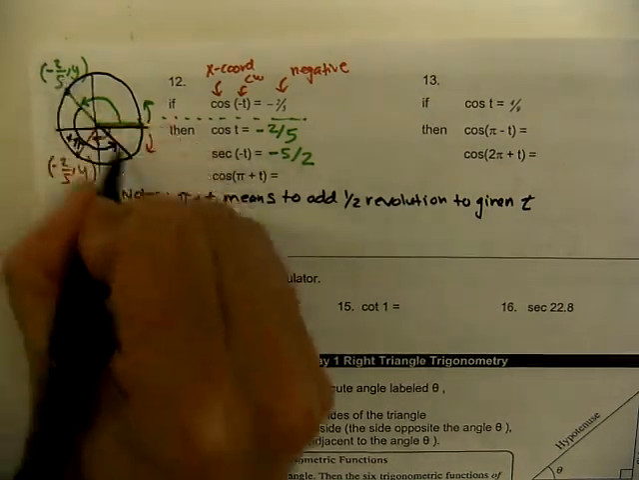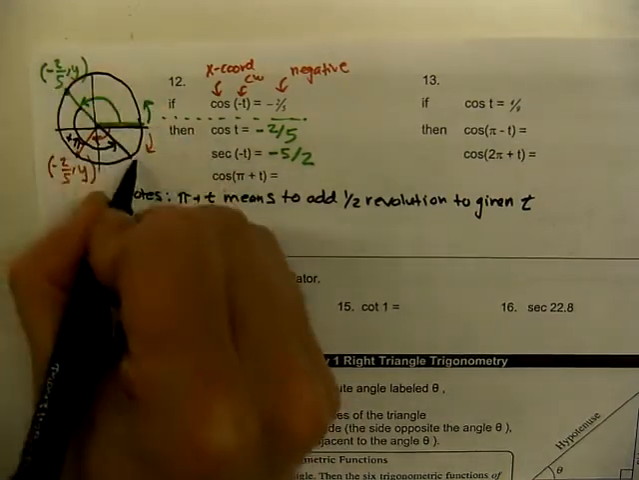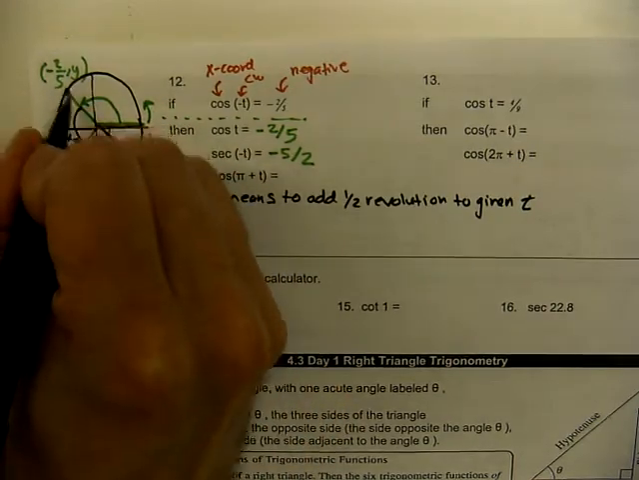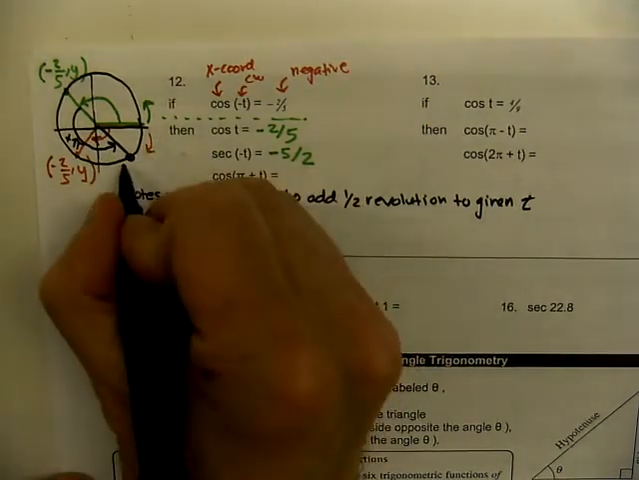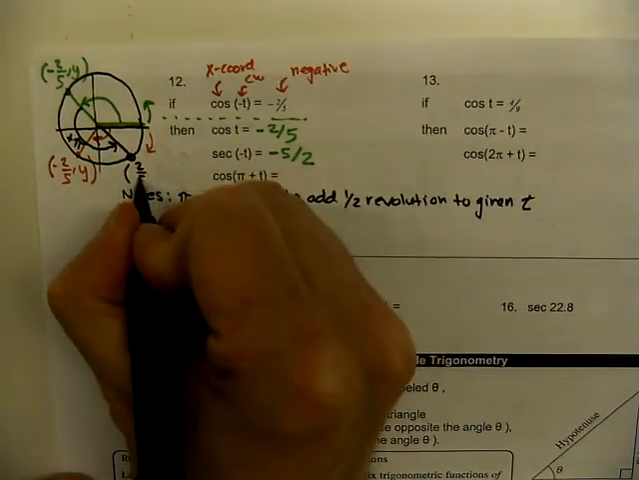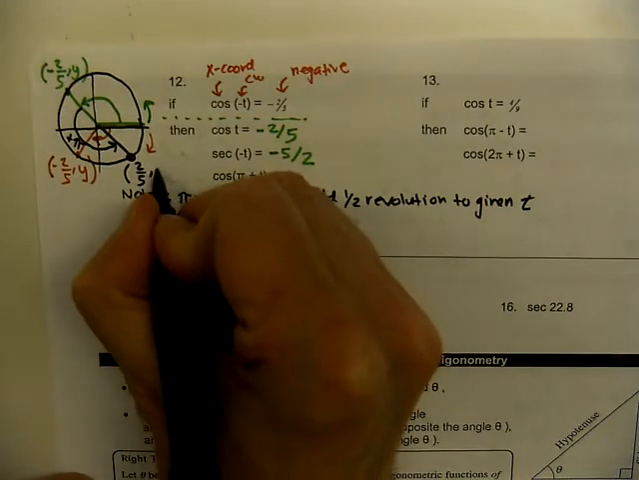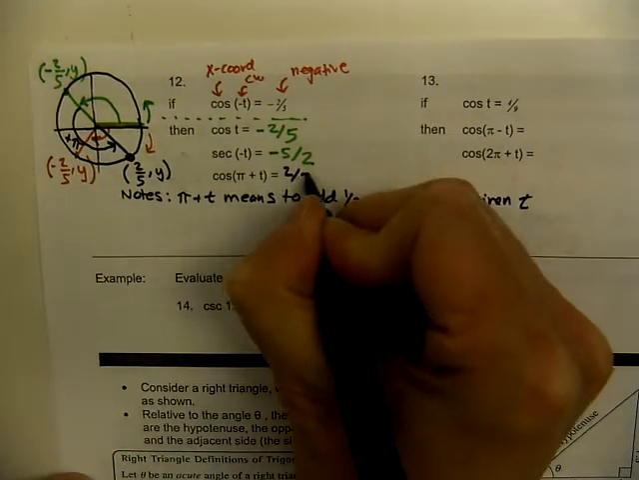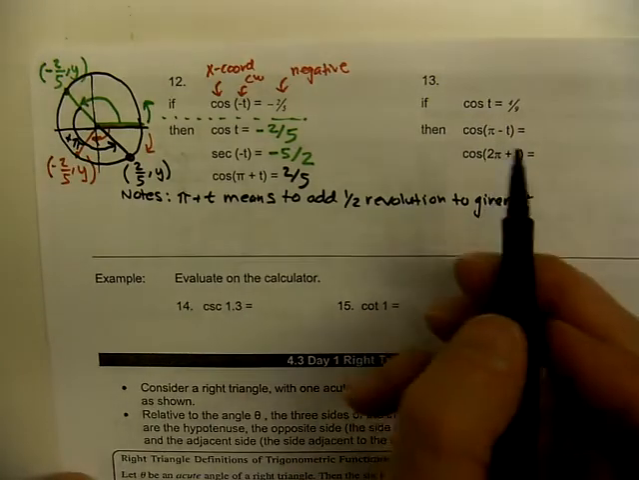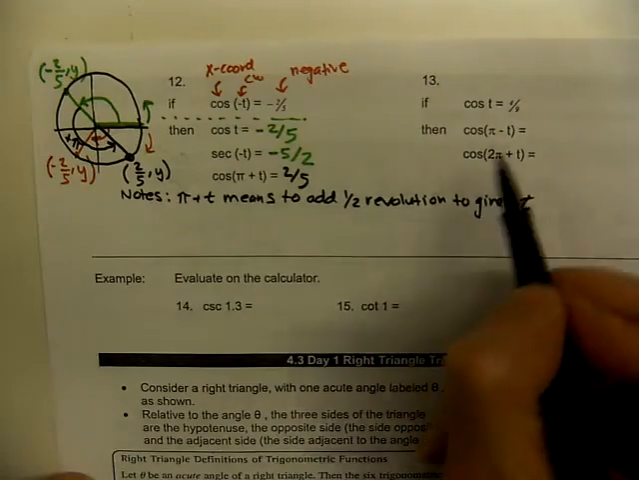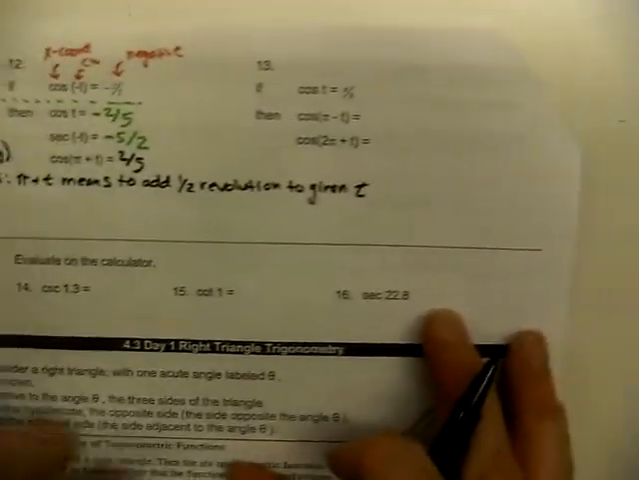So it looks like one long straight line, and that's what happens, right? When you add half of a revolution, you end up on the opposite side of the circle. So the question is, what is my x-coordinate now? Well, now we're in quadrant 4, so now that's a positive 2/5. So that answer is a positive 2/5. Let's set up problem 13, then we'll come back to this little note section. We'll add these details in here in just a moment.